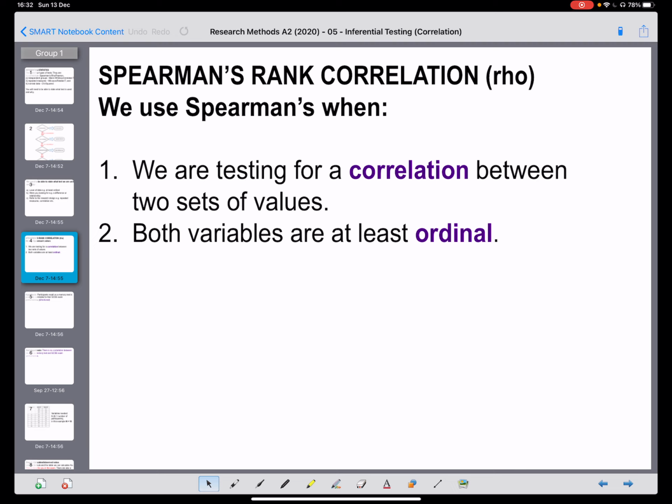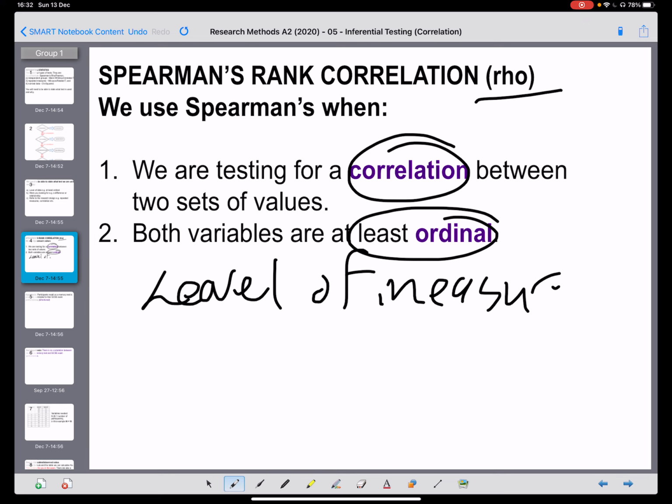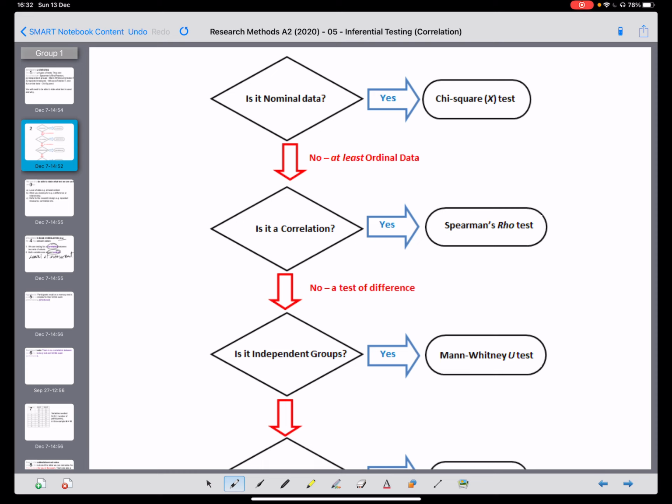Each test will have at least some reasons why we would choose it, and we see that we choose Spearman's rank correlation, or the symbol rho for rank correlation, if we are testing a correlation and the data is at least ordinal, or the level of measurement is at least ordinal.